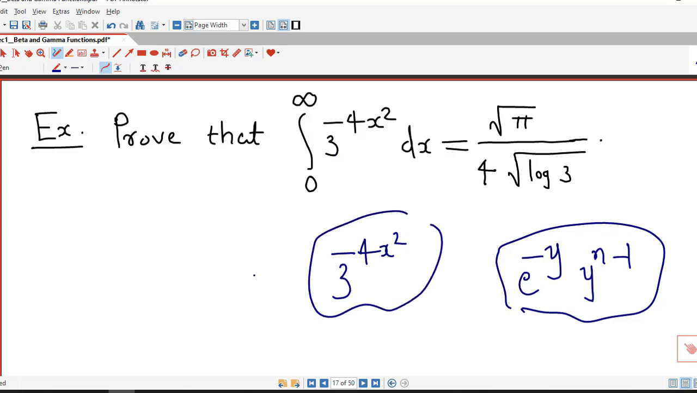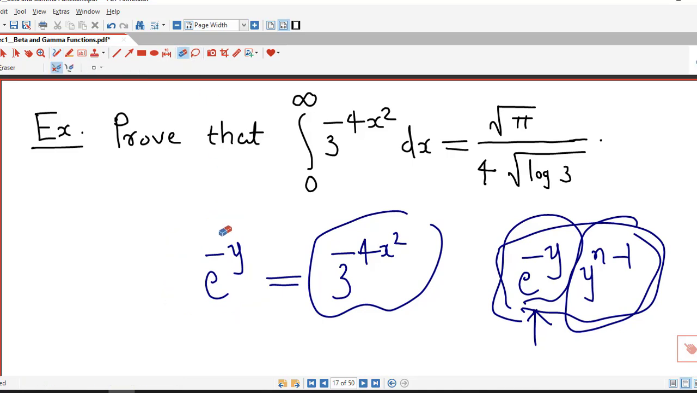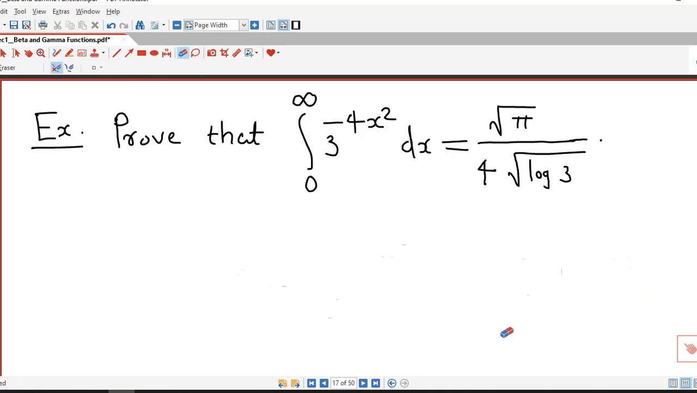So what we can do is consider 3 raised to minus 4x square equal to e raised to minus y. Using this substitution we will be able to use gamma function, because if we want to use the definition of gamma function, we must have e raised to minus y times y raised to n minus 1. So we try with this substitution, and let's see whether we are successful or not.